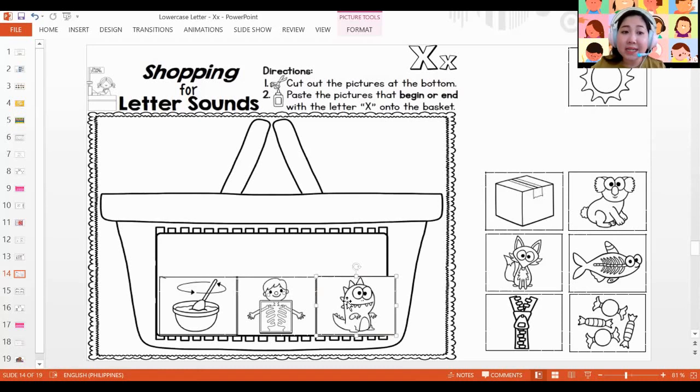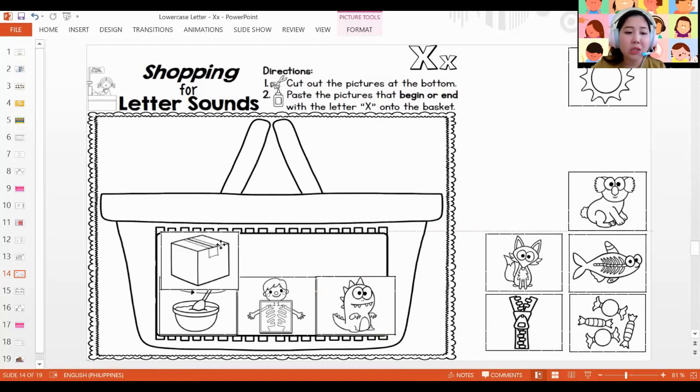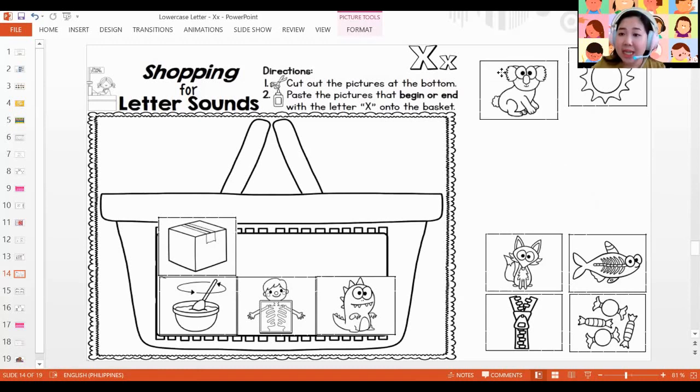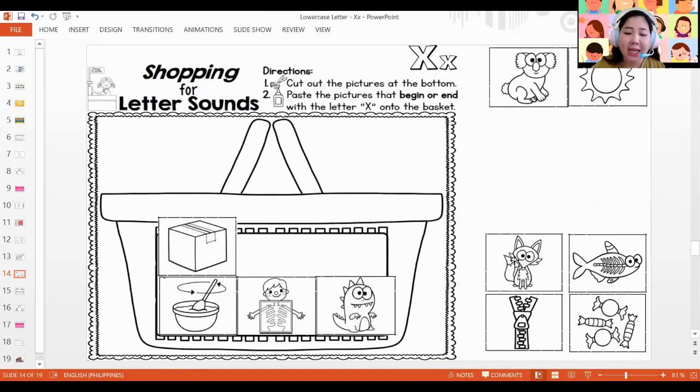T-Rex has the X sound in the end. Then we have box. So box also goes inside because it has the x sound in the end. Then we have koala. Does koala begin with the letter X? No, it begins with the letter K. So it stays outside.